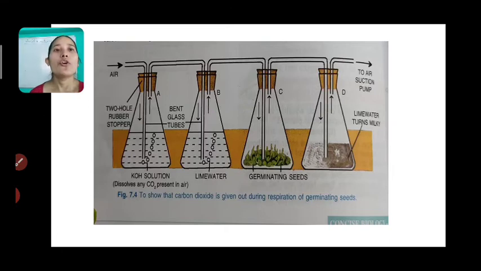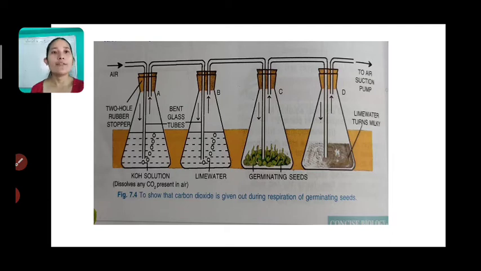Now you have germinating seeds. Flask B is connected through a delivery tube to flask C. It has germinating seeds. Now oxygen is supplied, so germination, or respiration, is going to take place. During respiration carbon dioxide is produced, and the delivery tube would carry whatever gas is present in flask C to flask D. Flask D has lime water. Now this lime water would turn milky.